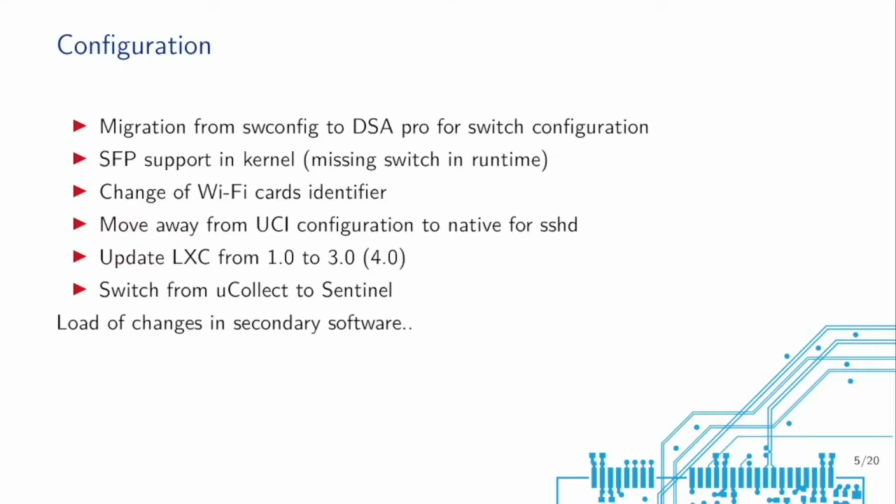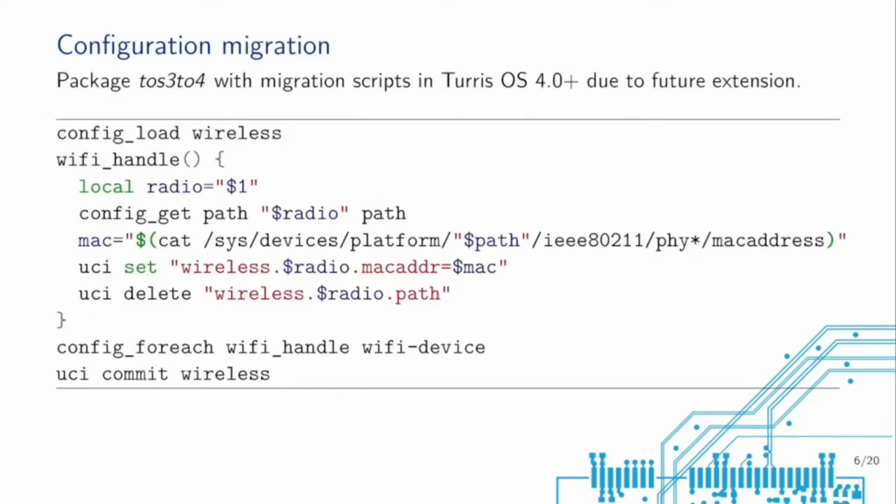And of course there is a switch from Ucollect to Sentinel, which in the end wasn't that hard because it's our software. There were a lot of changes in secondary software that I'm not listing here, but those are not directly addressed by us. They are either addressed by the OpenWRT community, or unfortunately they are left alone because their maintainers did not cover them. So now to something more in depth.